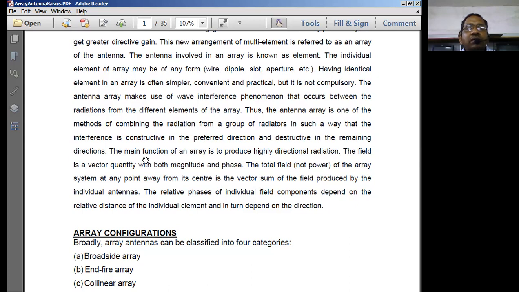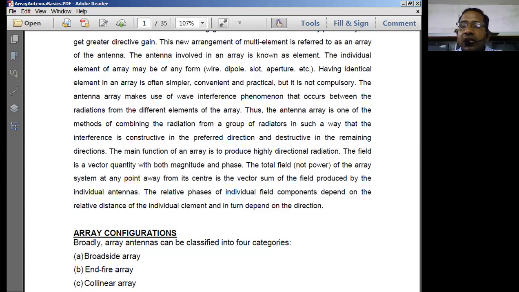So the main function of an array is to produce highly directional radiation. So why do we use antenna arrays? To produce highly directional radiation. In the olden days, we used to have the Yagi-Uda antenna. So what is the problem with the Yagi-Uda antenna? The Yagi-Uda antenna has high directivity in a particular direction only. So if the antenna is placed in a different direction, it is not going to really receive the signals. So we have to keep rotating the Yagi-Uda antenna to get the actual signal reception.